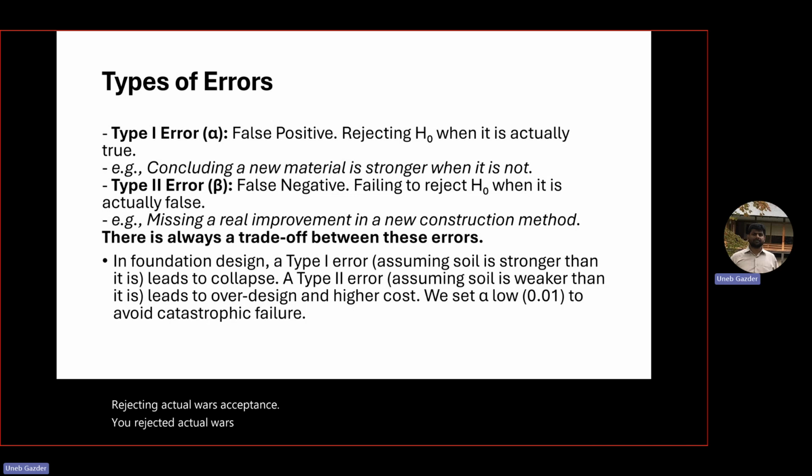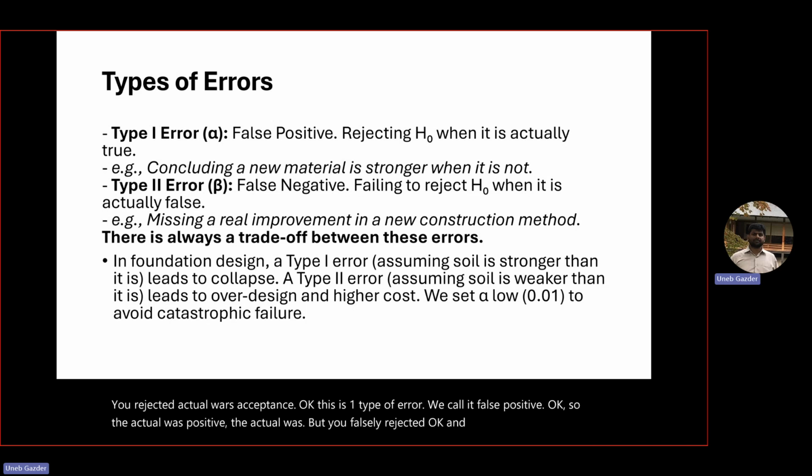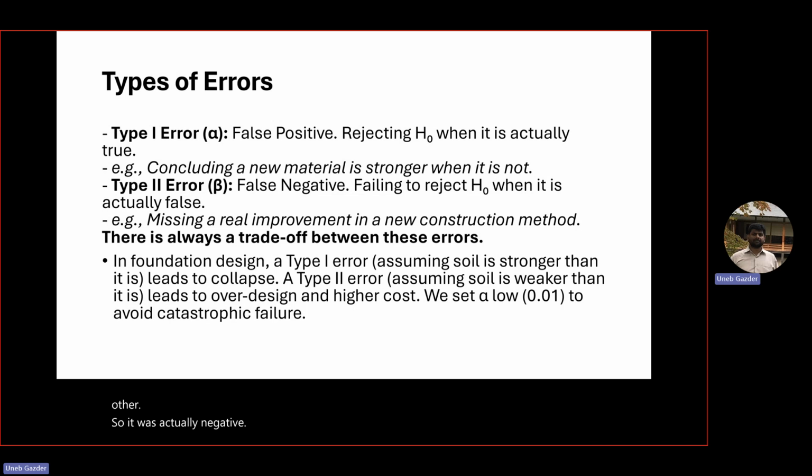Okay. This is one type of error. We call it false positive. So the actual was positive, but you falsely rejected. And the second one is the other way around. It was actually negative, but by error you accept. So this is telling you what it actually was, and this is telling you what you actually did. So it was actually positive, and you rejected it. Here it was actually false, and you actually accepted it. Got my point? Okay.